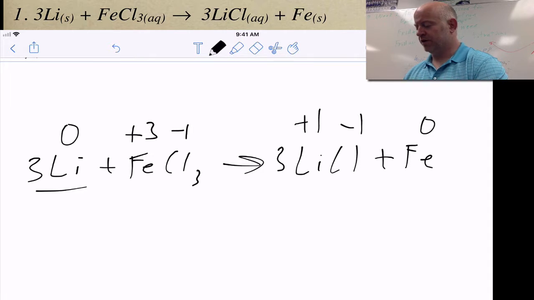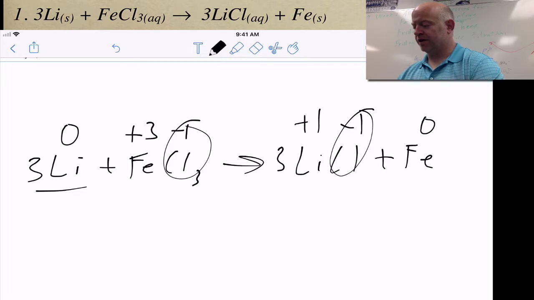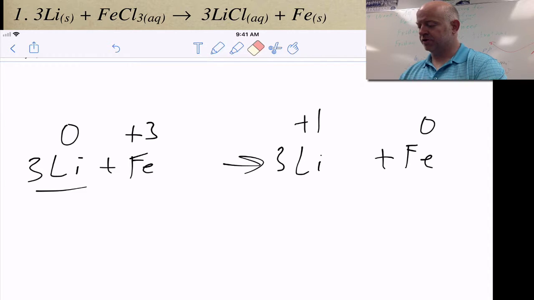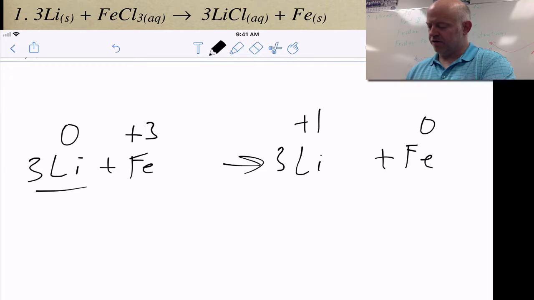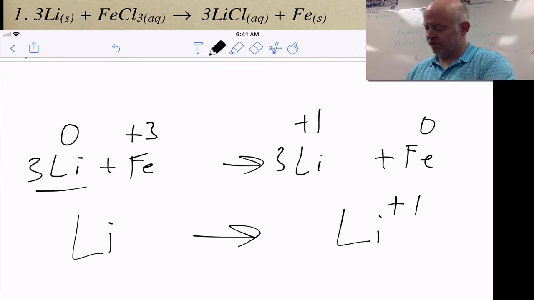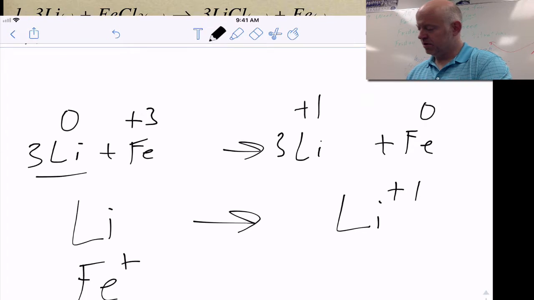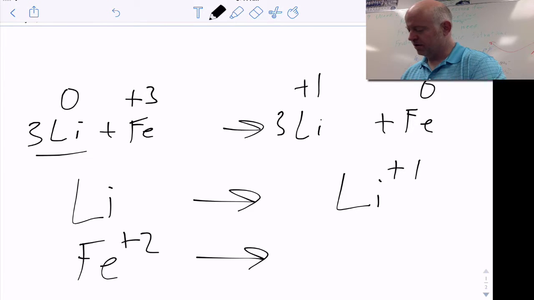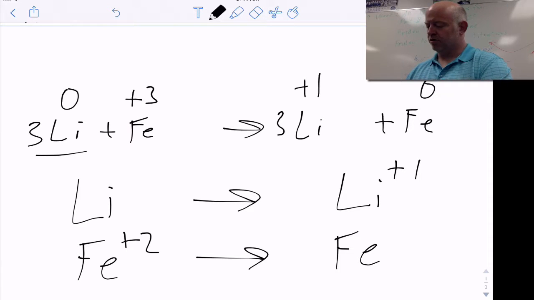So the first thing I do is take a look at my equation and say, wait a minute, chlorine was a -1 here and here, so chlorine really is not doing anything. Chlorine is just a spectator. So I'm going to get rid of chlorine because it is not doing anything in this reaction. What we end up with is lithium and iron: lithium is becoming lithium ions, and iron is going from its ion form to becoming iron solid.